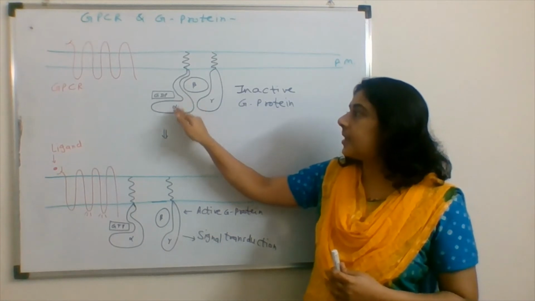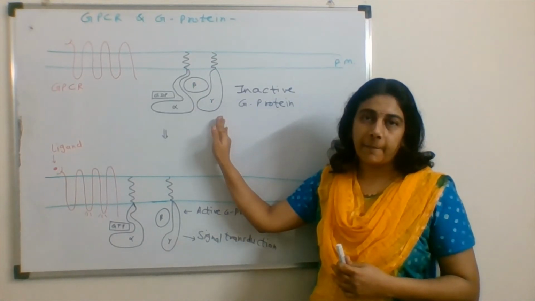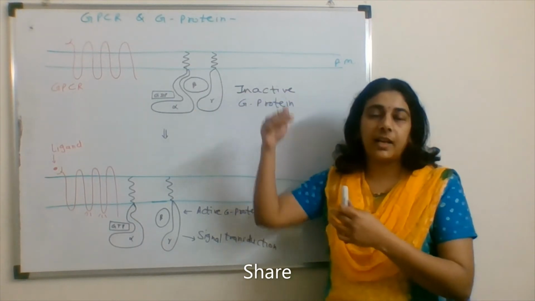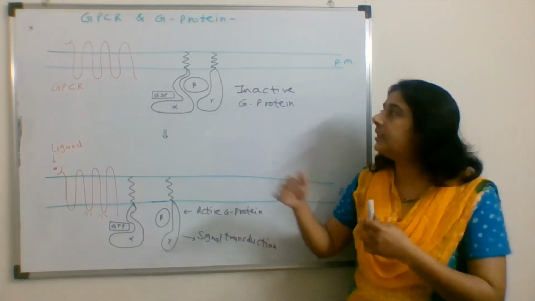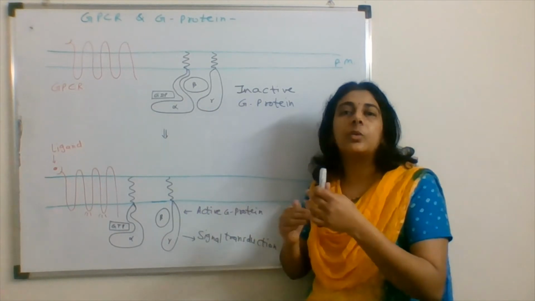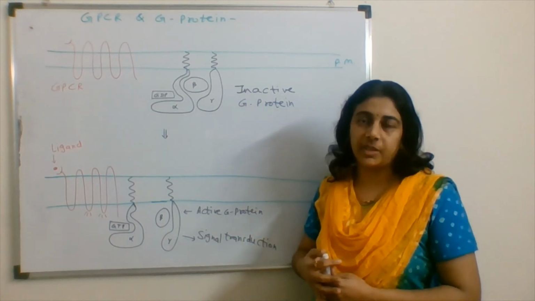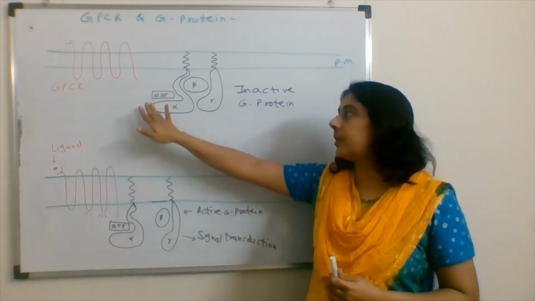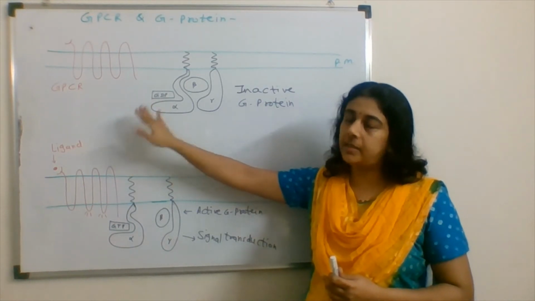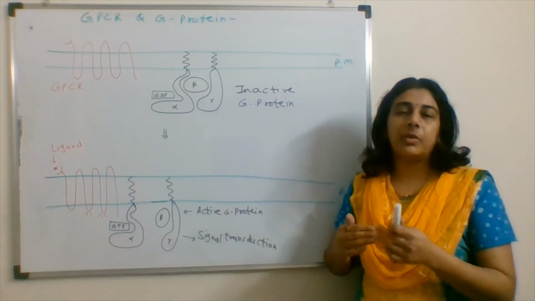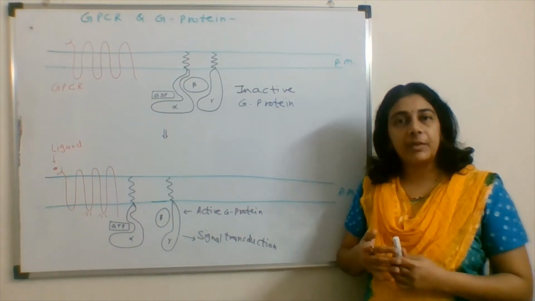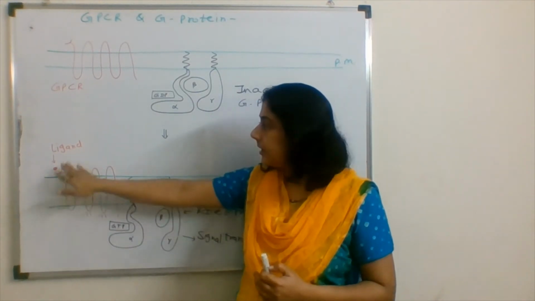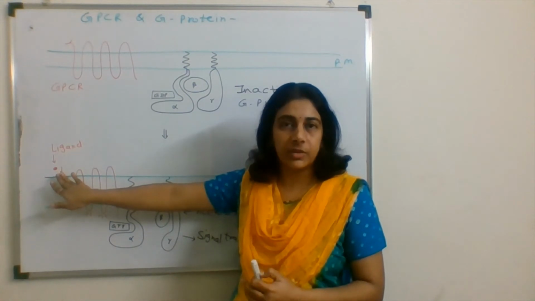It is having 3 subunits alpha, beta and gamma. Here this alpha and gamma subunits are attached with the plasma membrane and this beta subunit is non-covalently attached with gamma subunit. This is an inactive G protein when it is bound with the GDP. Right? Now, some hormone or some ligand, some signal molecule when bound to this GPCR. Here some ligand has bound to this GPCR.